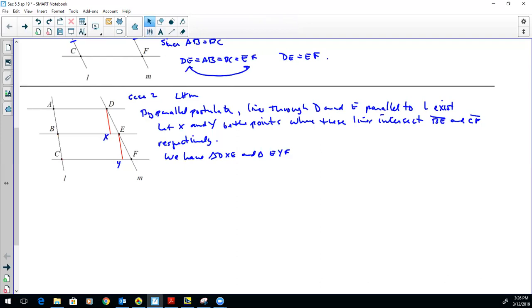Okay. So the first thing to do is to show that, by having these parallel line segments, the DX segment and the EY segment, I've formed parallelograms up here, ABXD and BCYE. Okay, so ABXD is a parallelogram.